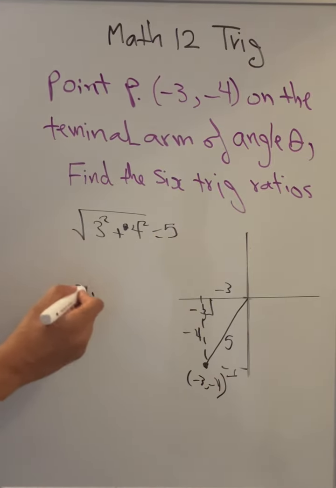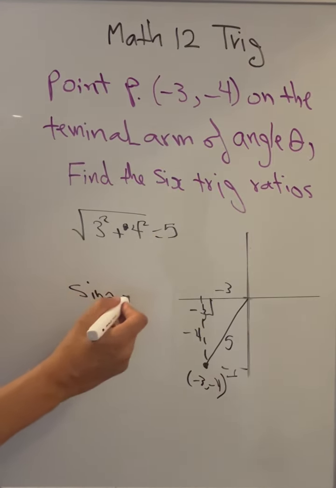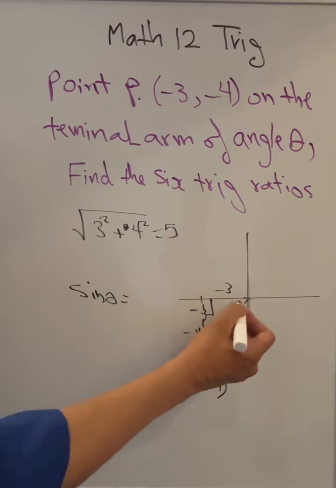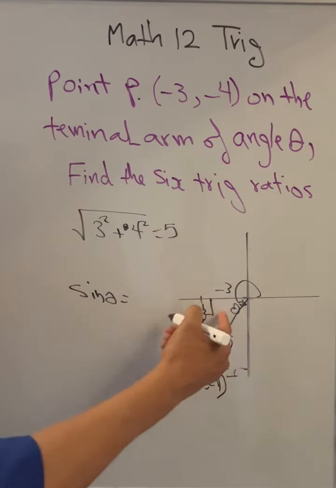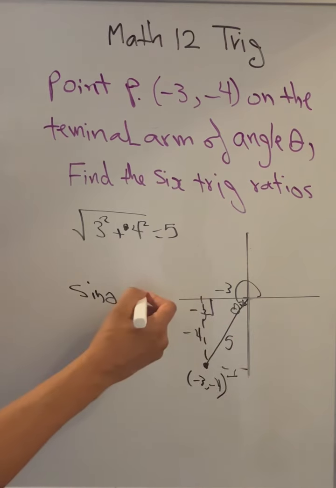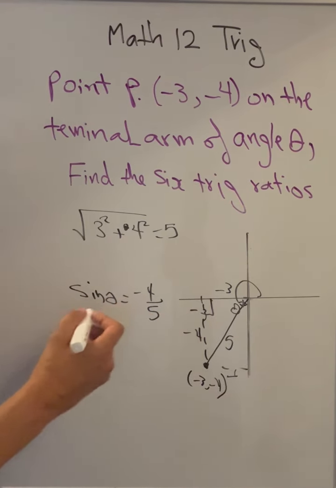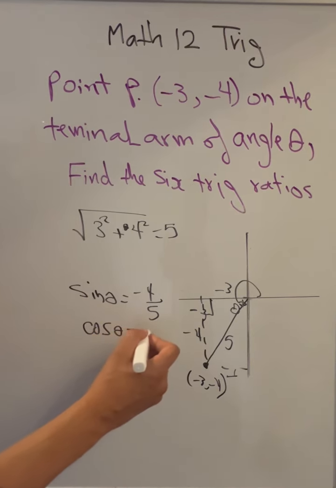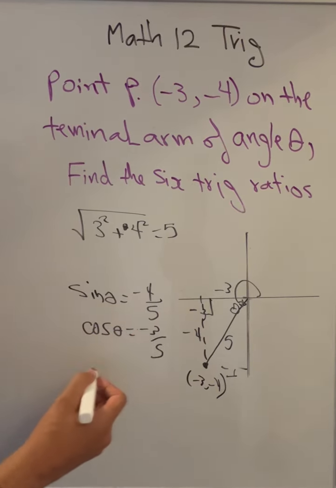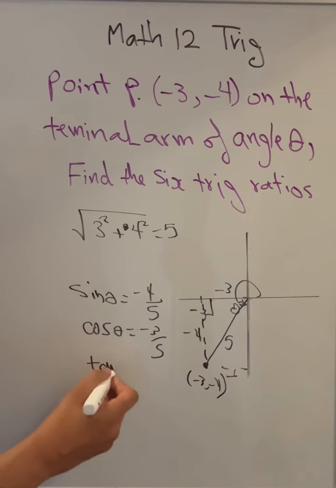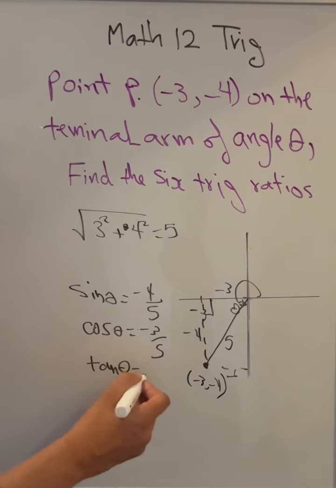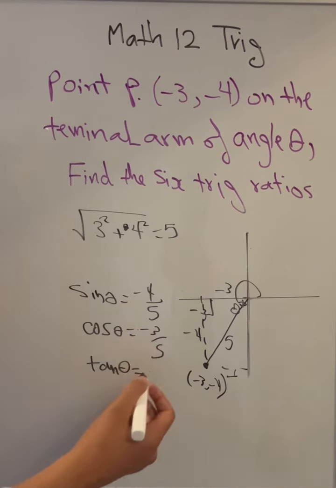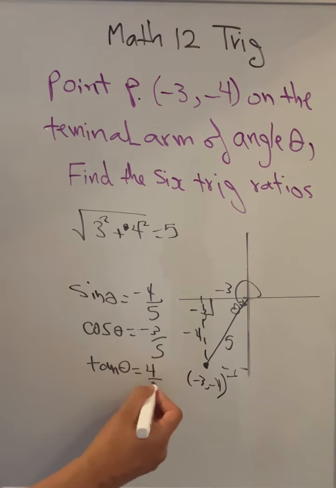Now sin theta is up. This is theta, of course. This is theta, but this is your reference angle right here. So opposite over hypotenuse. So that's negative 4 over 5. Cosine theta equals negative 3 over 5, adjacent over hypotenuse. Tan theta equals negative 4 over negative 3, so that's going to be positive 4 over 3.